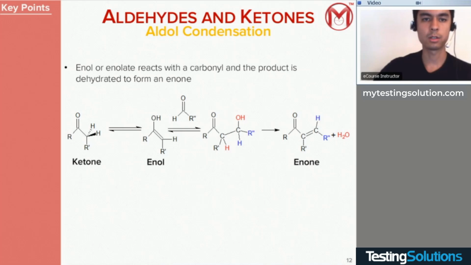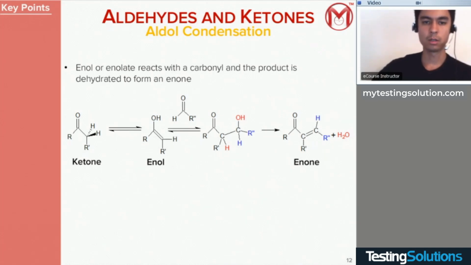Aldol condensations are a specific type of reaction where an enol or an enolate, and we saw that, reacts with a carbonyl and you dehydrate the product. So you're going to end up here with a condensation reaction or a dehydration reaction to form an enone.